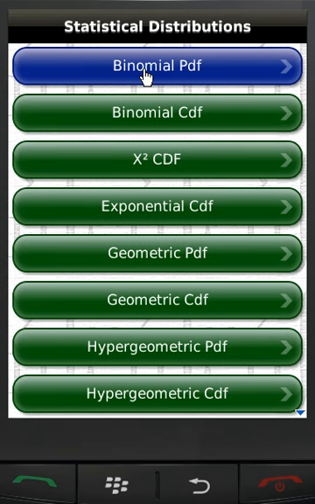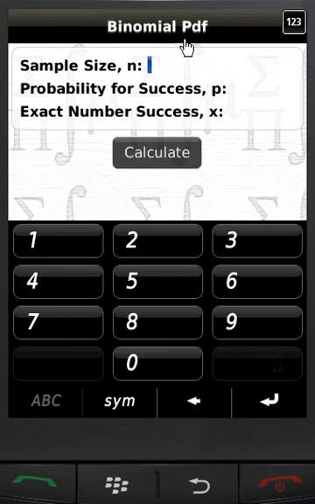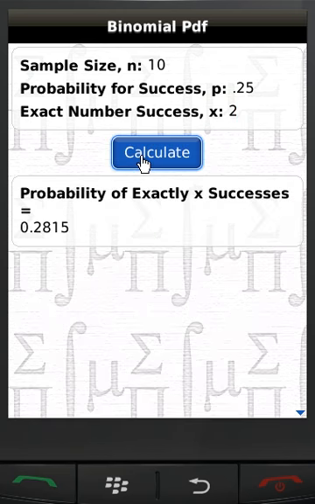So to begin with, I click on the binomial PDF. Recall, PDF is for a point distribution. In other words, I'm looking for the probability of an exact number of successes. So let's just say we have 10 trials where the probability for success on any given trial is 25%, and we're trying to find the probability of exactly 2 successes. We click calculate. We see that the probability of exactly 2 successes is 0.2815.